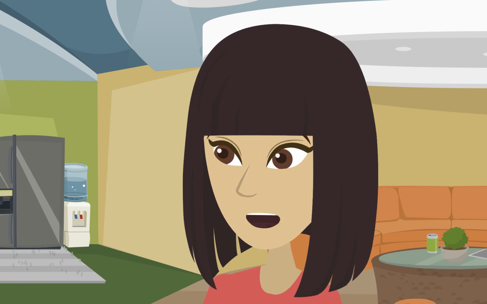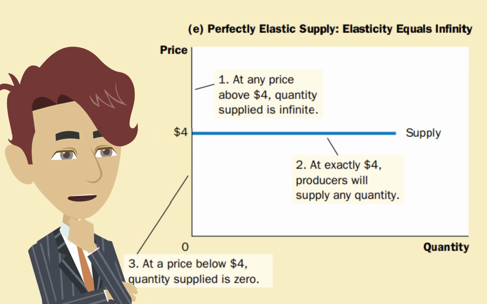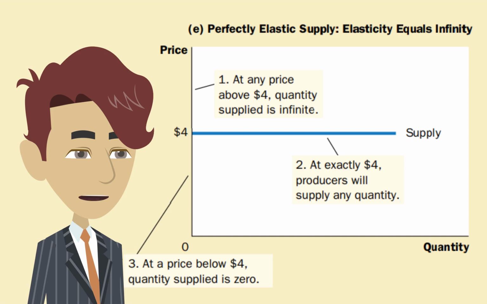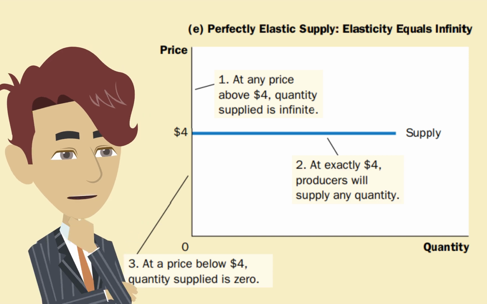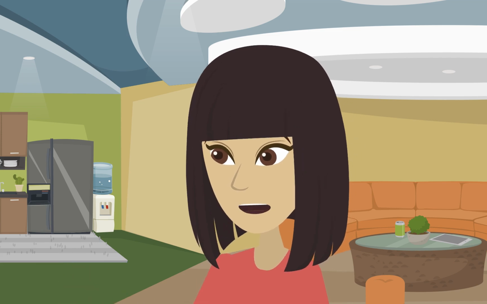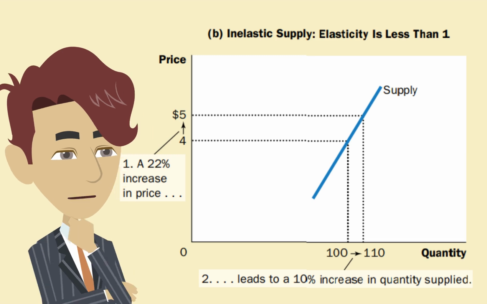What about when the supply is perfectly elastic? When supply is perfectly elastic, the curve is horizontal. A tiny price change leads to a massive change in quantity supplied. That makes sense. But what happens in between those extremes? In many markets, elasticity varies along the supply curve.